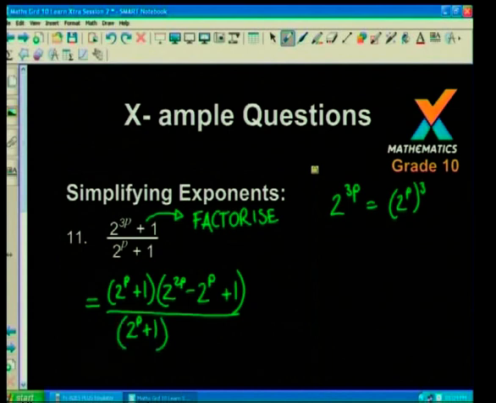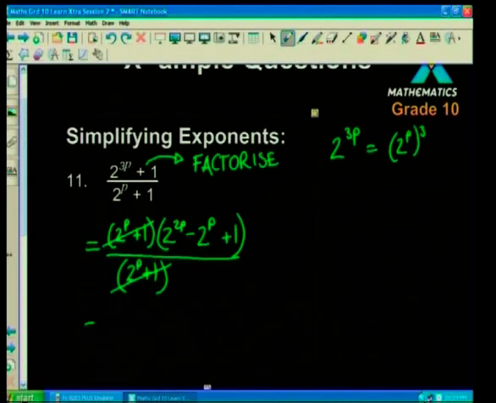And as you can see, this cancels out very nicely. 2 to the power of p plus 1 cancels with 2 to the power of p plus 1, leaving us with a final answer of 2 to the power of 2p minus 2 to the power of p plus 1. That question is quite a difficult question. It's unlikely to be in tests and exams, but it is something that you need to know so that if you do see it, you can do it. Make sure that you can recognize what type of factorizing goes with which kinds of exponents. Let's move on to the next question.